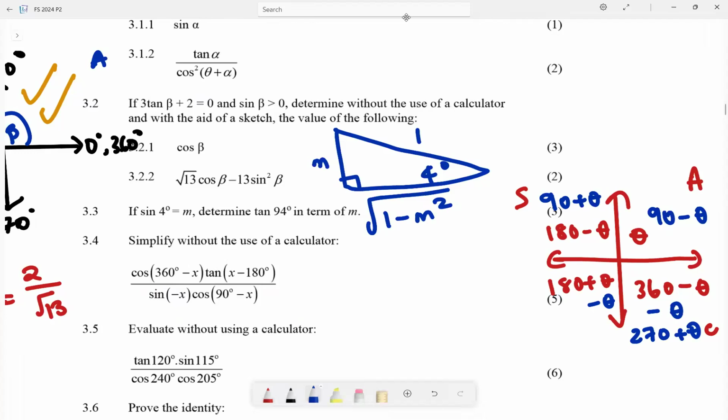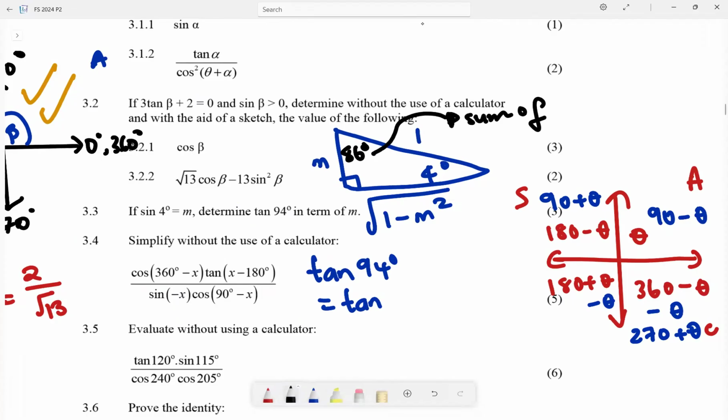Okay, before I come here on 3.4, I want us to come back to this equation again, okay? There is another method that you can use. Instead of using 90 plus, if you feel like it's confusing for you, you can say, okay, tan 94 degrees is equal to what? You can use 180, okay? You can say this is the same as tan. Okay, you can use sum of angles in a triangle here and get this angle as 86 degrees, okay? Sum of angles in a triangle.